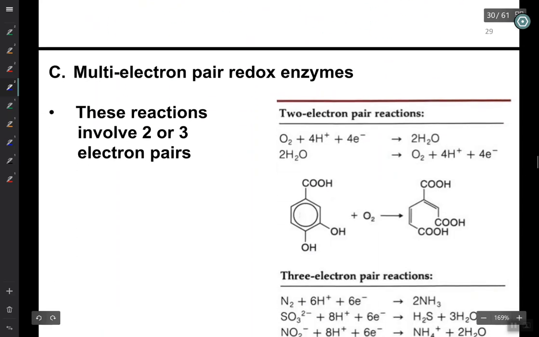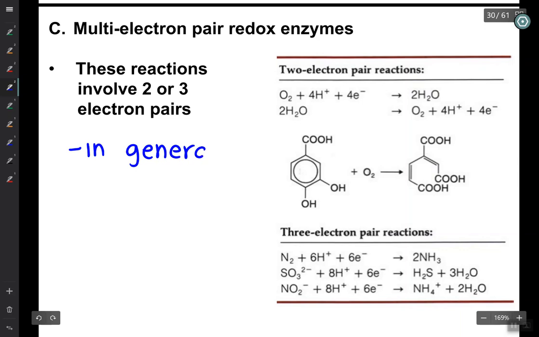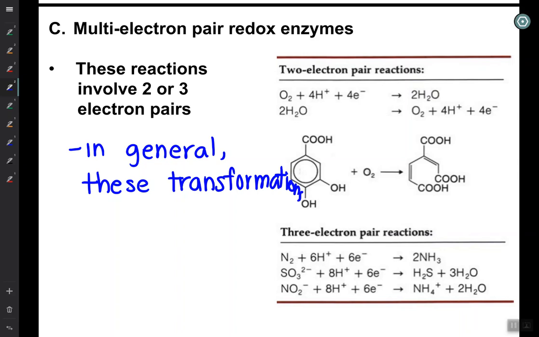So some of the most complicated enzymes, metalloenzymes, are the ones that do multi-electron redox chemistry. So these reactions involve 2 or 3 electron pairs. And in general, these transformations have not been duplicated in non-enzymatic chemistry.